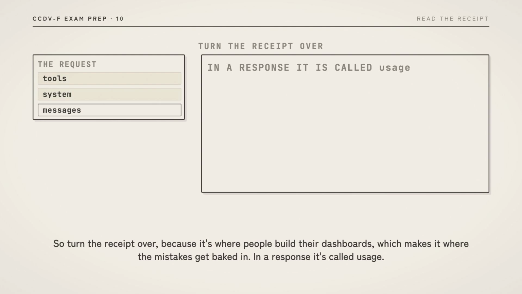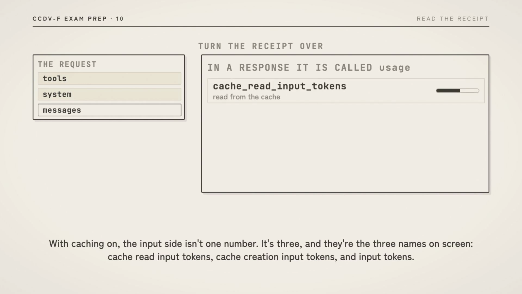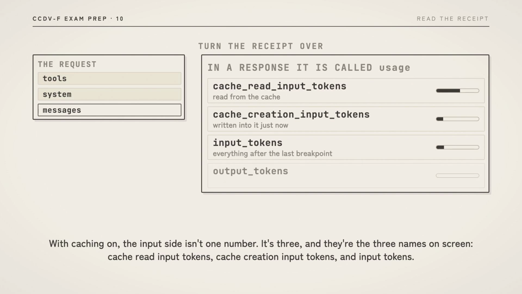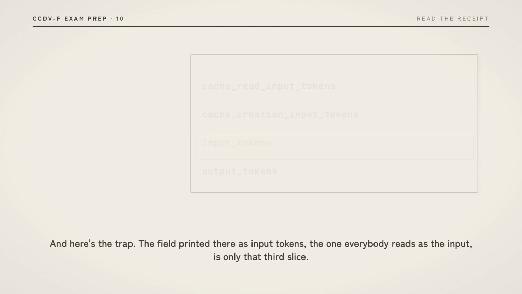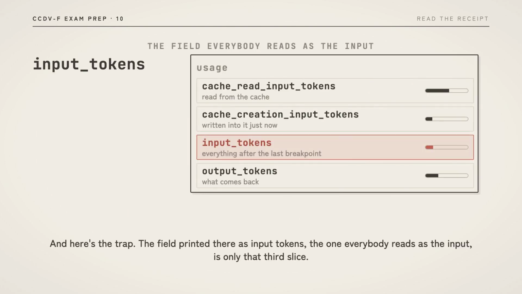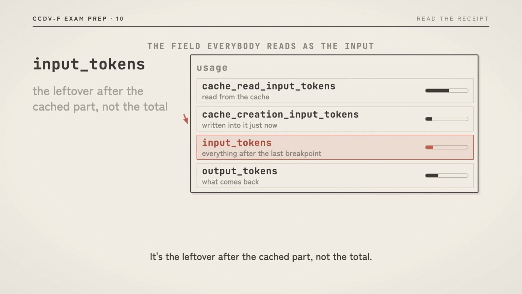So turn the receipt over, because it's where people build their dashboards, which makes it where the mistakes get baked in. In a response, it's called usage. With caching on, the input side isn't one number, it's 3, and they're the 3 names on screen: cache read input tokens, cache creation input tokens, and input tokens. And here is the trap. The field printed there as input tokens, the one everybody reads as the input, is only that third slice. It's the leftover after the cached part, not the total.